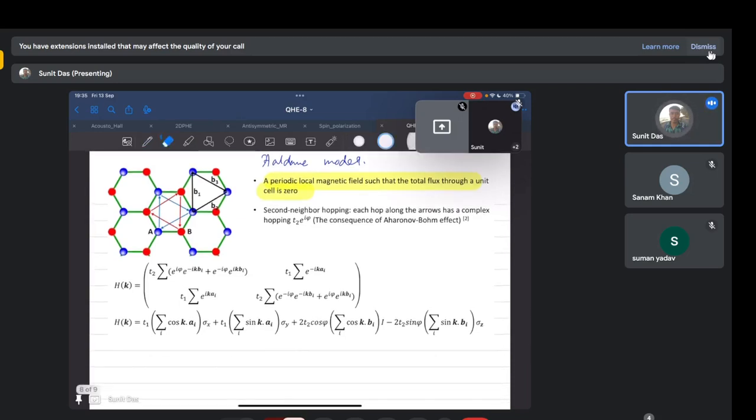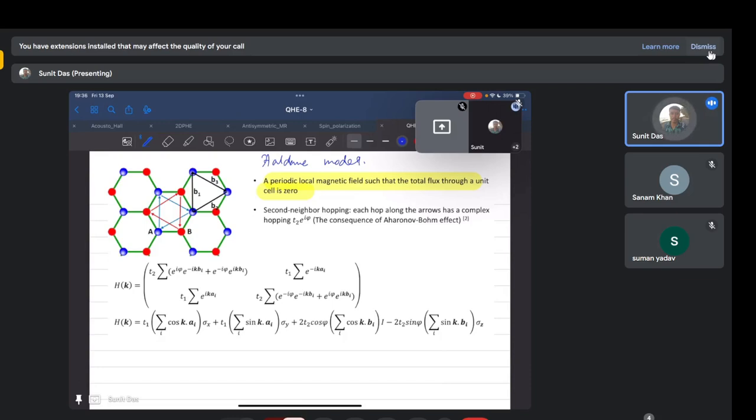Later it has been realized in some other systems, but initially it was proposed just as a model, because if you think about it, how do you create a local magnetic field such that the total flux through a unit cell is 0? But it is important because it gave us the first idea to develop topological insulators and understand all of those things, non-trivial topology itself.